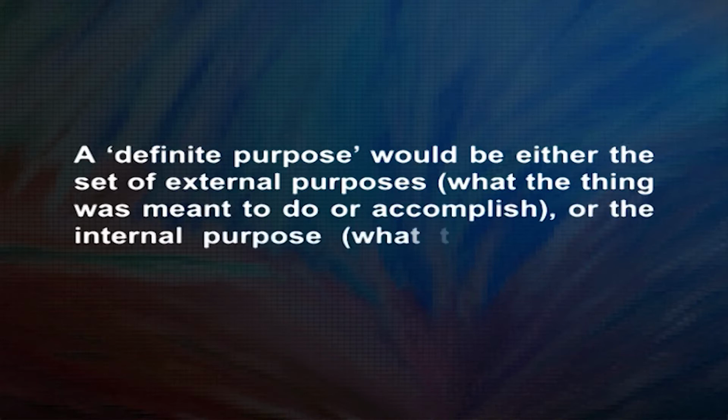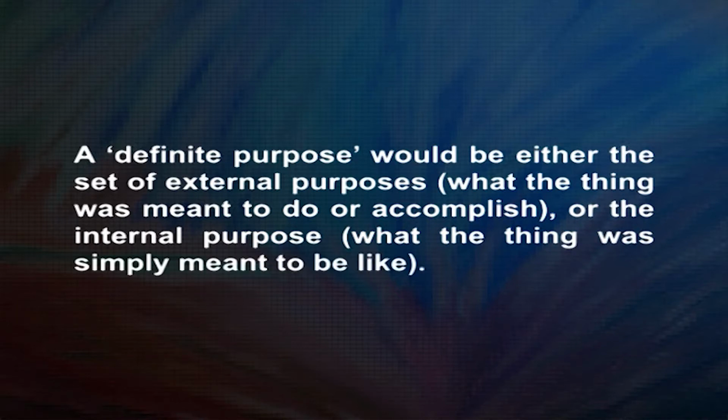An object's purpose is the concept according to which it was manufactured. Purposiveness then is the property of at least appearing to have been manufactured or designed. Kant claims that the beautiful has to be understood as purposive, but without any definite purpose. A definite purpose would be either the set of external purposes, what the thing was meant to do or accomplish, or the internal purpose, what the thing was simply meant to be like. Kant argues that beauty is equivalent neither to utility nor perfection, but is still purposive. It appears as purposive with respect to our faculty of judgment, but it is not purposive with respect to determinate cognition.